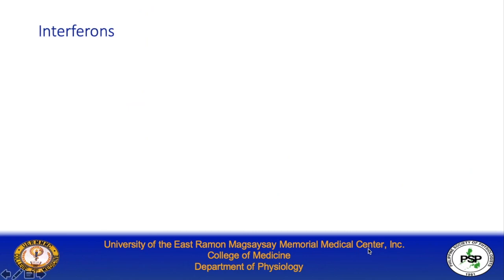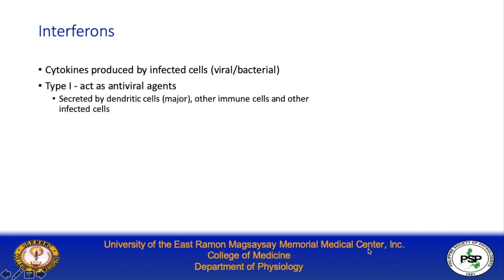Now, one of these cytokines would be the interferons. These are produced by infected cells, either viral or bacterial. Now, take note that the type 1 interferon primarily acts as an antiviral agent. So this is secreted by infected cells and other immune cells, but primarily this is secreted by your dendritic cells.